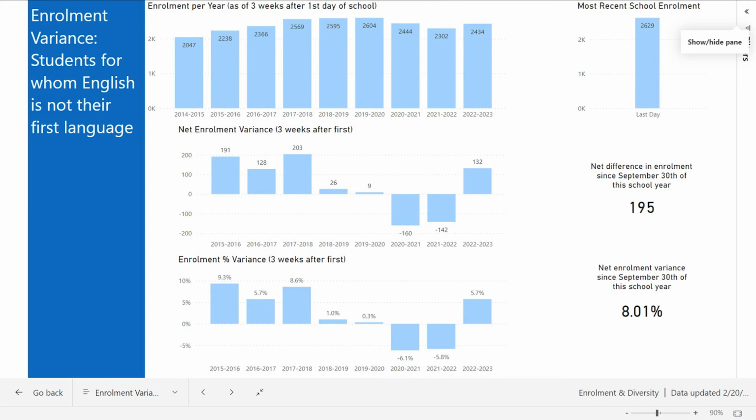And relative to students for whom English is not their first language, again, some data and some numbers. The net difference in enrollment since September of this year of students who are new, for whom English is not their first language.